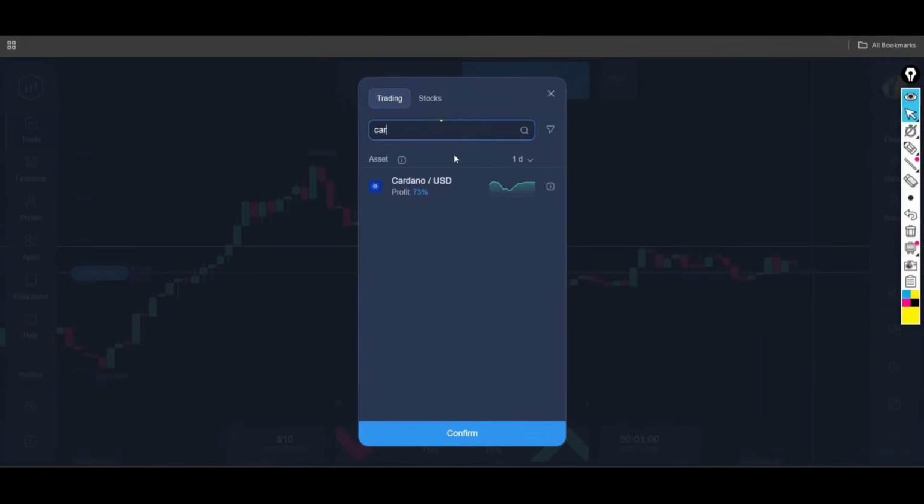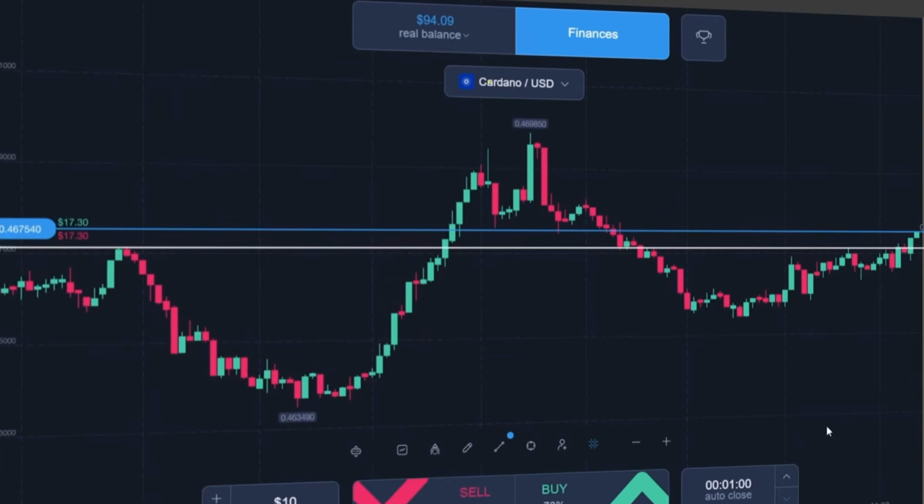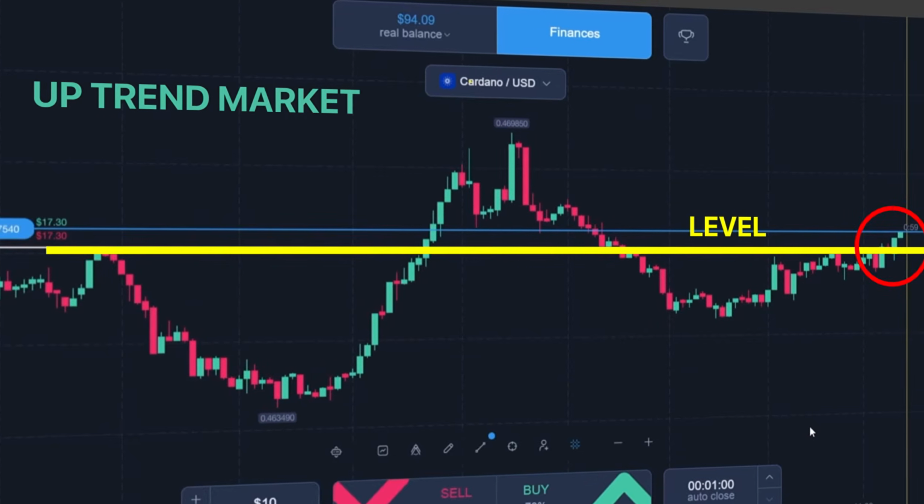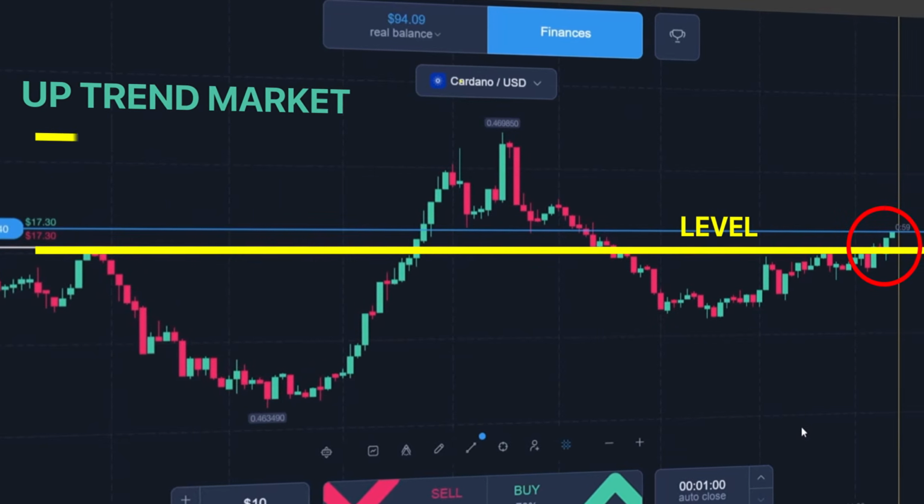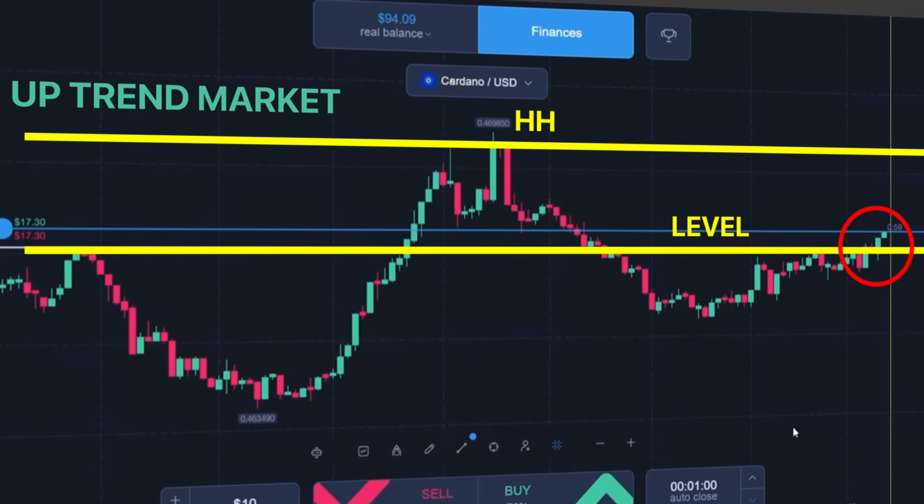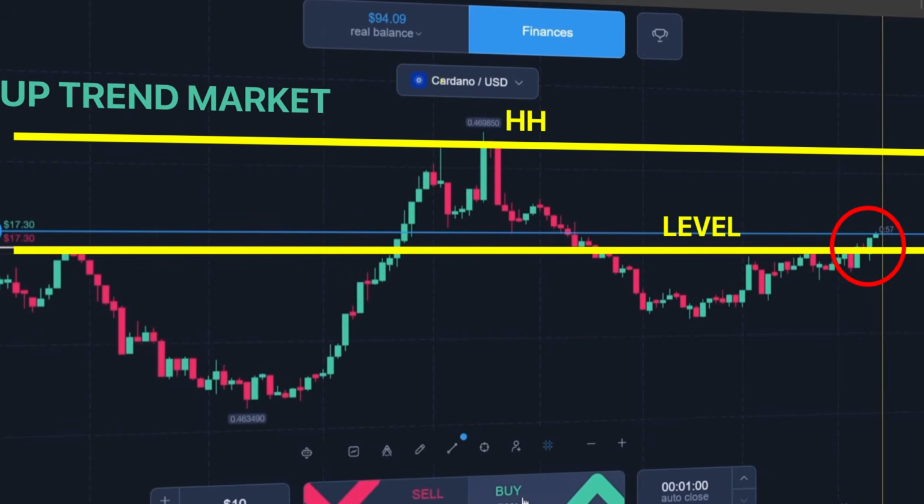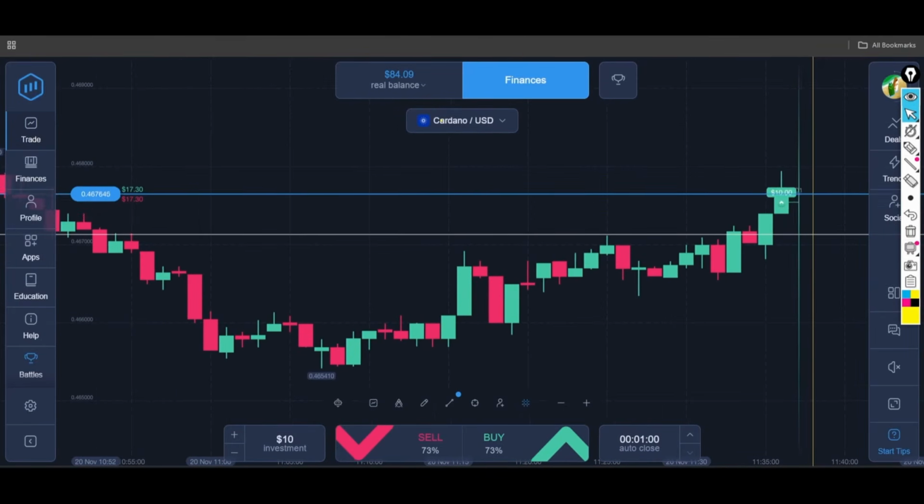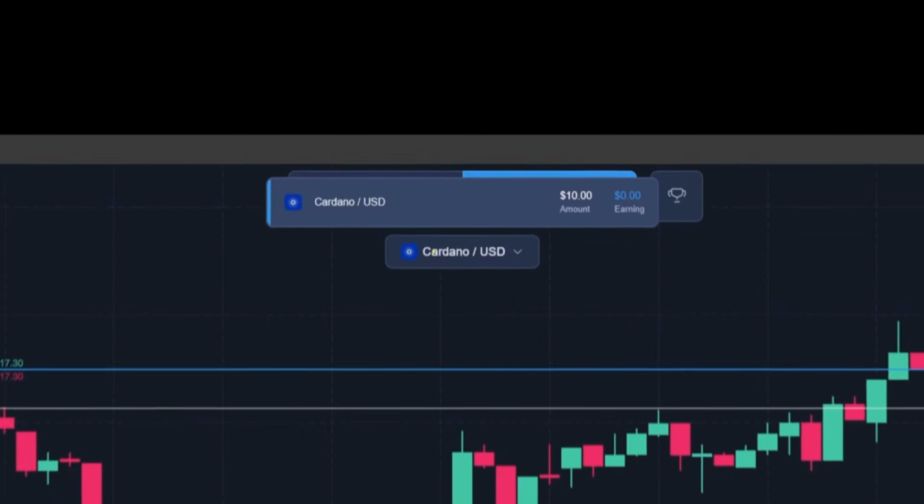Let's move to the Cardano/USD market. The market seems to be in an uptrend right now. The price has broken this level of the market, which means the market should at least reach these higher high levels. So I will place a $10 buy trade. Sadly, we lost that trade.